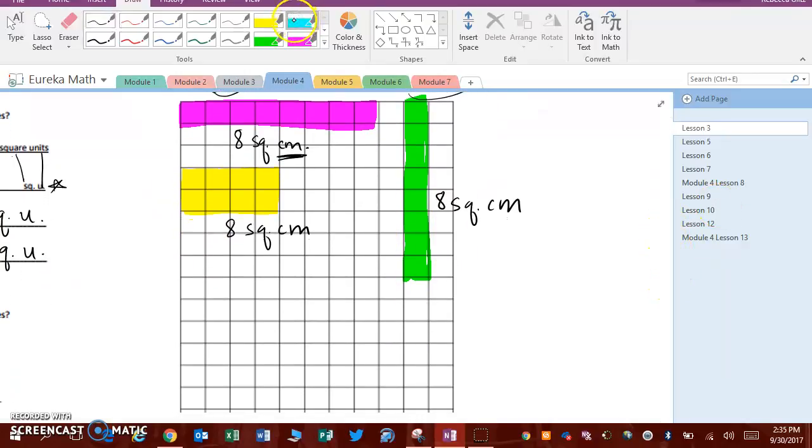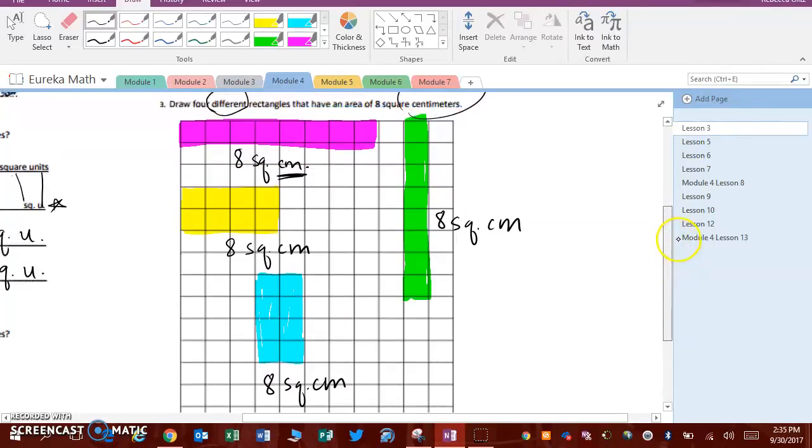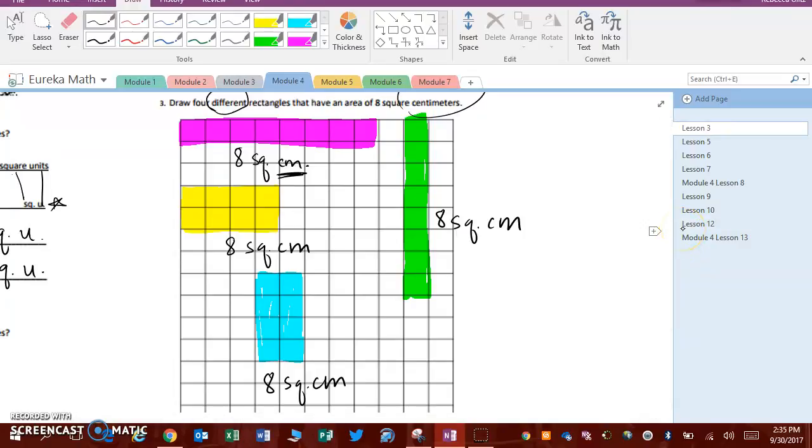And then one more can be this one turned the other way. So 2 across and 4 down. Eight square centimeters. 1, 2, 3, 4, 5, 6, 7, 8. Yep, got them all. Okay, so that's what you're going to need to do on your homework. Figure out how to make rectangles of different sizes.